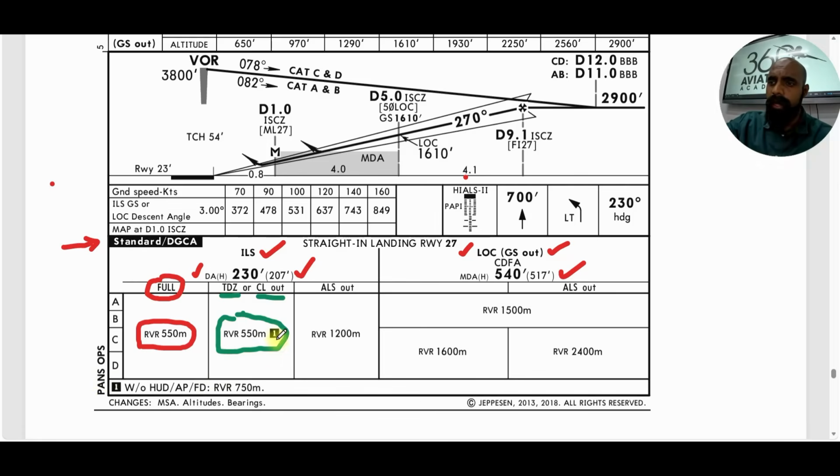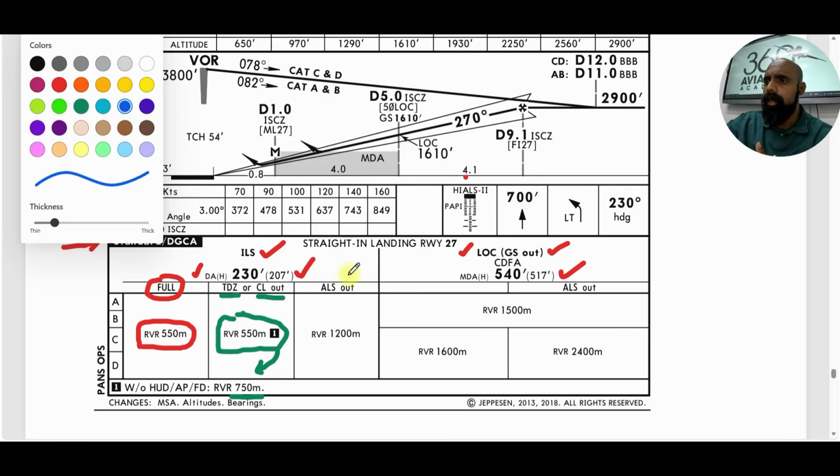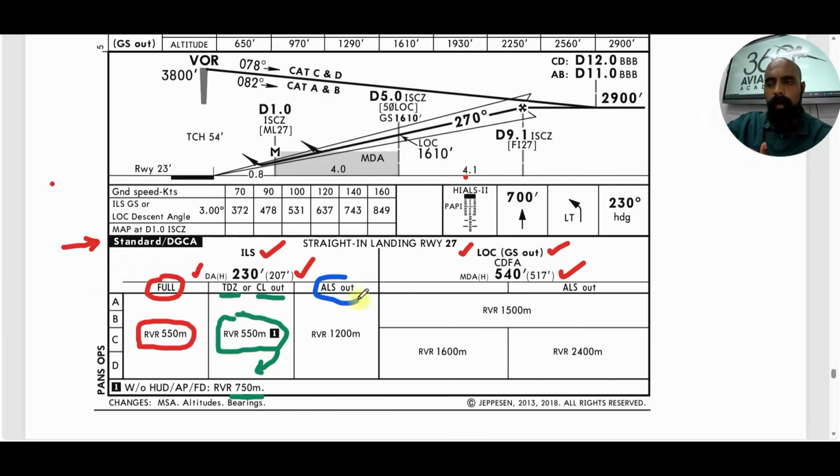So here they've given you a number one indication, and they're telling you that if you do not have a HUD, a heads-up display, or an autopilot or a flight director, in that case you will need at least 750 meters because it's difficult to spot the runway, right? And the last segment over here talks about the ALS, which is the approach lighting system. If that is not working, then you need at least an RVR of 1200 meters, because then it becomes very difficult to spot the runway.